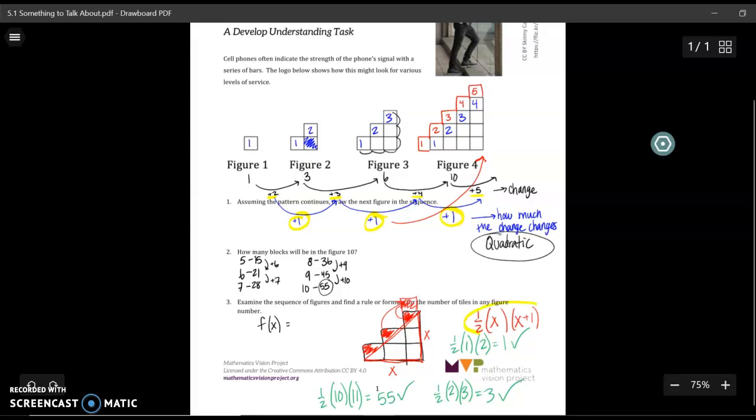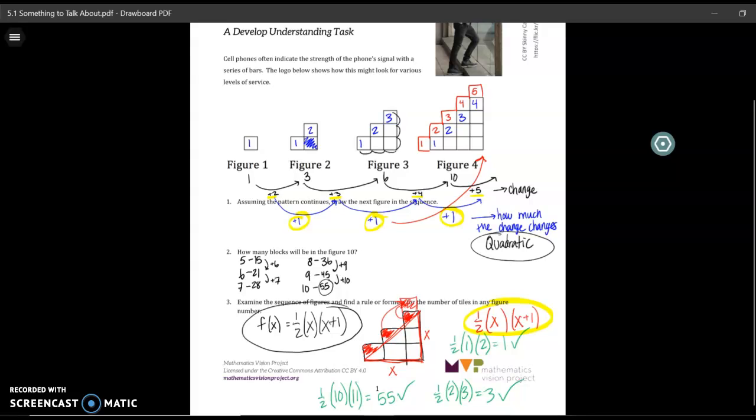So that means that this expression, 1/2 times x times x plus 1, is going to be my expression for this relationship. This equation that I just came up with is going to tell me how many blocks are in each figure. I could choose any figure number, I could choose 100, I could choose 1,000. Plug that number in for x, and it's going to tell me how big my figure is. Okay, so this kind of thinking is all quadratic thinking.